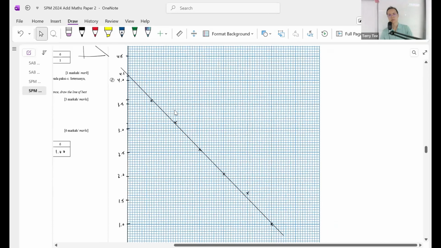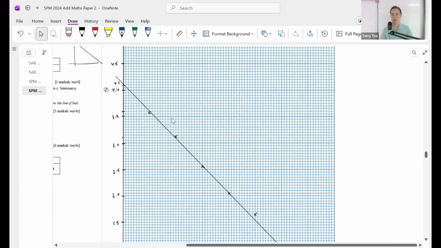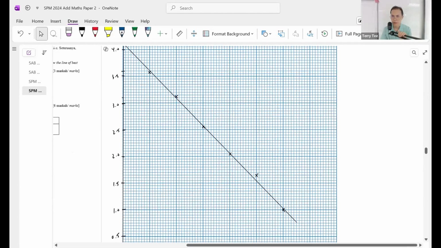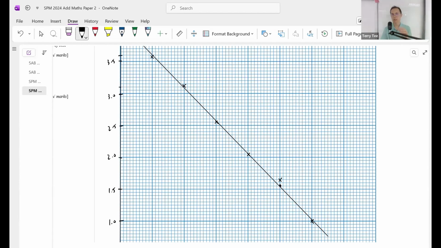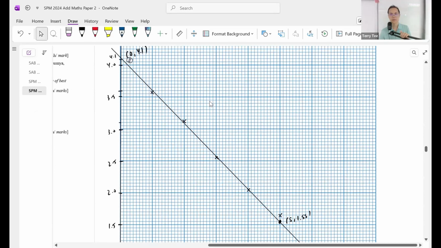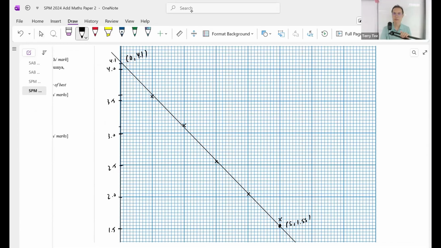Okay. So let's calculate our gradient and our y-intercept. So pick 2 points. This point is quite far off. Never mind. You can take any 2 points, but I will take this point here. This is 5, 1.55. Take the point on the line, not the cross. This looks like 0 and 4.5. 1, 4.1. Okay, 4.1. Maybe I can do 4.15. Hang on, let me.